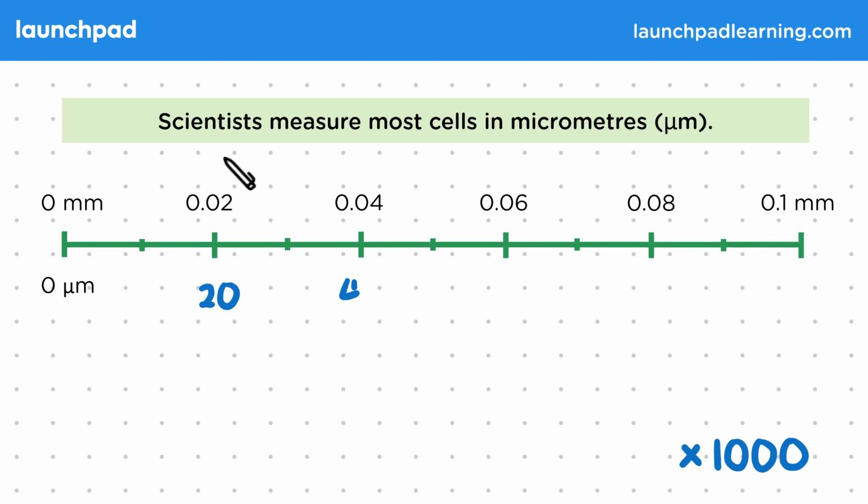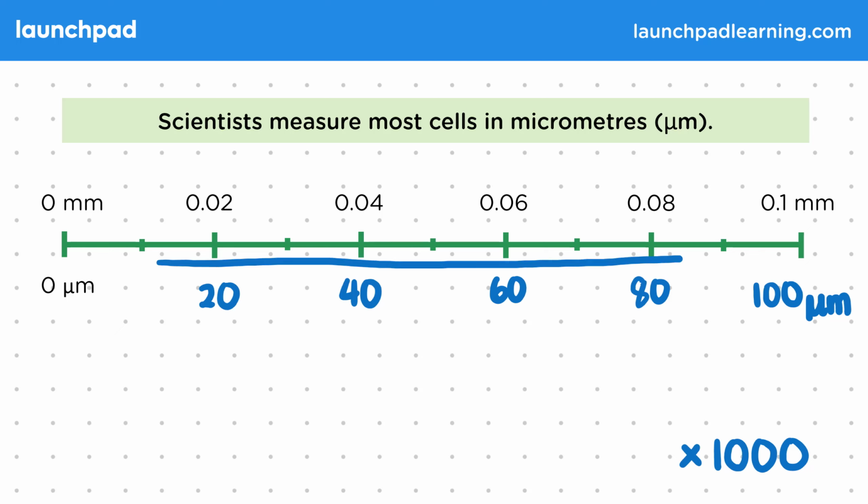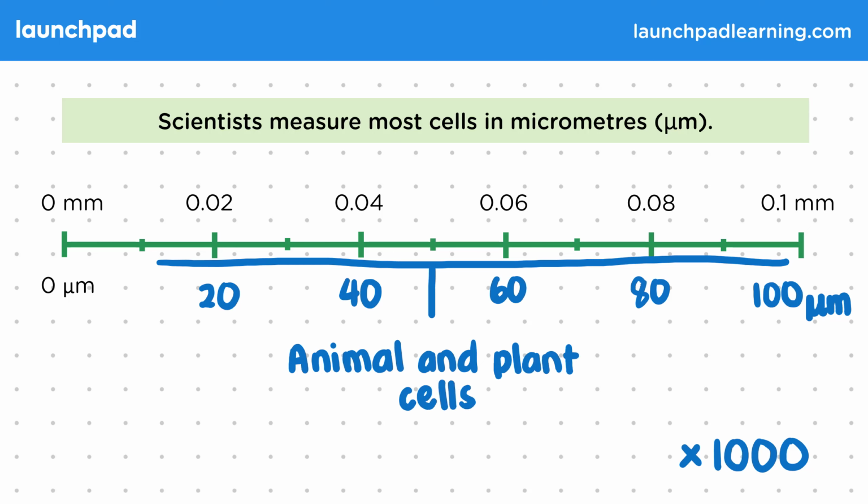So compared to the millimeter scale at the top, the micrometer scale will look like this. So 20 is 1000 times larger than 0.02, 40 is 1000 times larger than 0.04, and so on down the scale. So if we were to place animal, plant, and bacterial cells on this scale, this is the range that the animal and plant cells would fall into. Bacterial cells will fall all the way down on the far left-hand side of the scale. Remember, these are smaller than animal and plant cells.